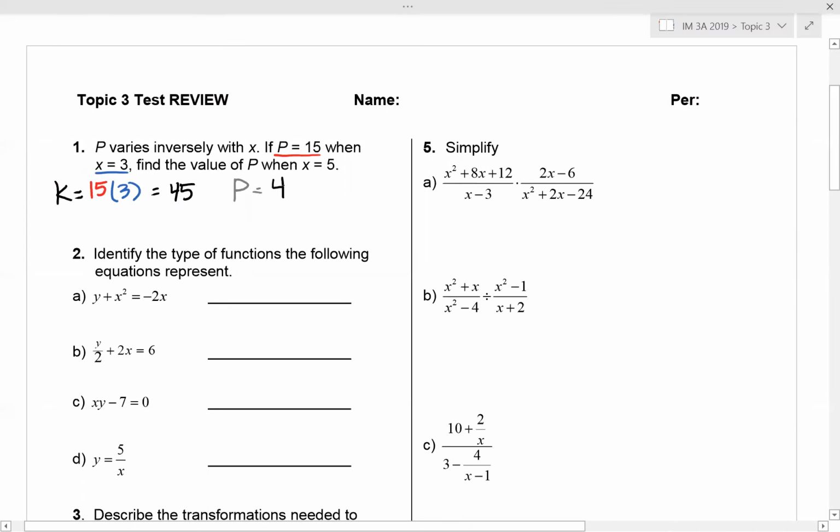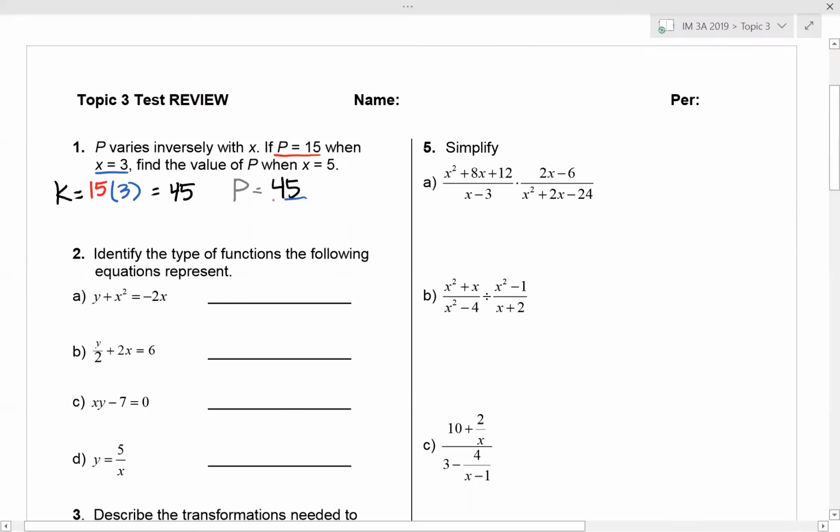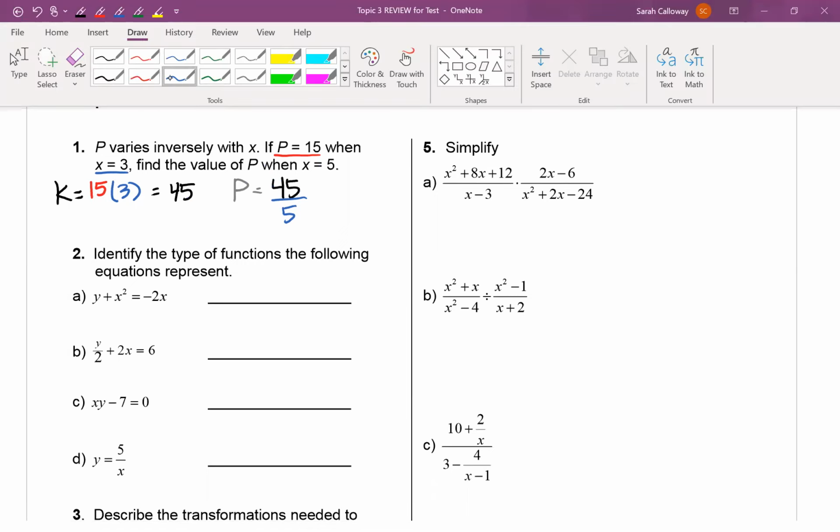So whichever variable we want to know equals the constant of variation divided by the variable we know. So since our constant of variation is 45 and X is 5, P is going to be equal to 9.